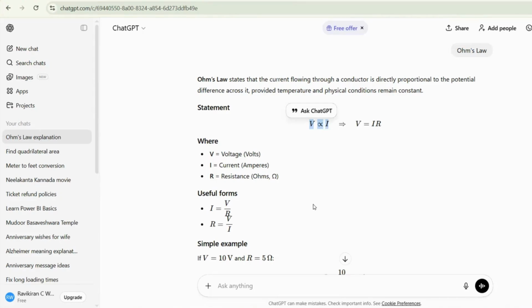V is proportional to I. It means what? As the voltage increases, current also increases. That means directly proportional. Inversely proportional means what? If one parameter is increasing, the corresponding other parameter will be decreasing. Here, I and R both are inversely proportional. Where is R? R is in the denominator. Yes or no?